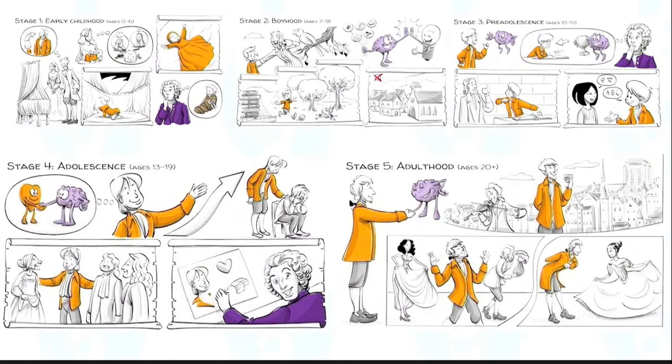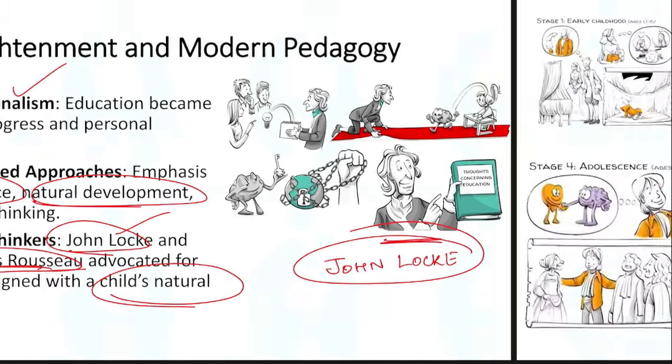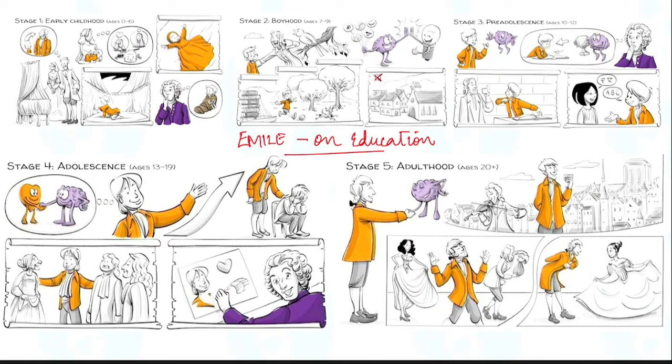Then coming to the theory of Rousseau. Even though he faced lots of backlash, he published a book called Emile, or On Education. In this book, Jean-Jacques Rousseau mentioned five stages of development, and also five stages where children can be properly taught.